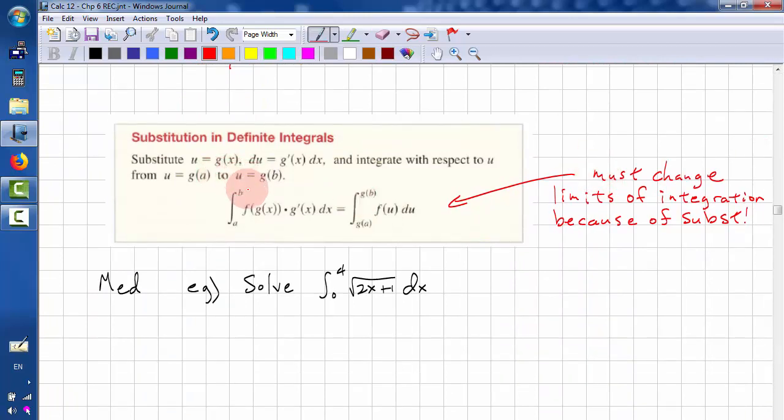Okay, we were doing indefinite integrals. Now we have substitution with definite integrals. When we substitute u equals g of x and du equals g prime of x dx, and we're integrating with respect to u, we have u going from g of a to g of b. So the integral from a to b of f of g of x times g prime of x dx is the integral from g of a to g of b of f of u du. So we must change the limits of integration because of the substitution.